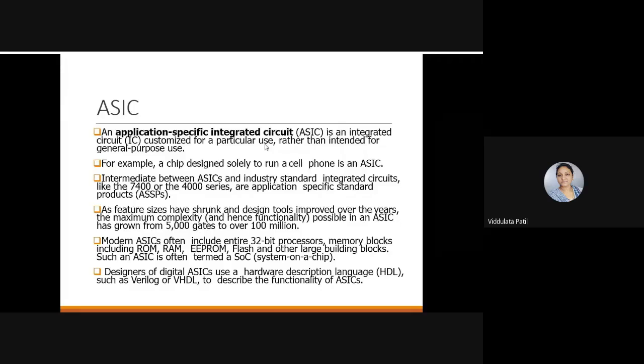Okay, so intermediate between ASIC and industry standard integrated circuits like the 7400 or 4000 series are application specific standard products. Over the years, feature sizes have shrunk and design tools have improved, and therefore the complexity of ICs has been maximized. With the years, ASICs have grown from 5,000 gates in a particular IC to 100 million gates in that IC. So now you can see that.